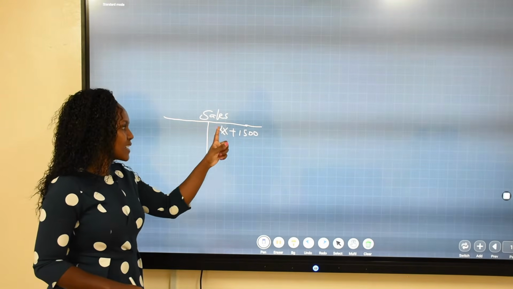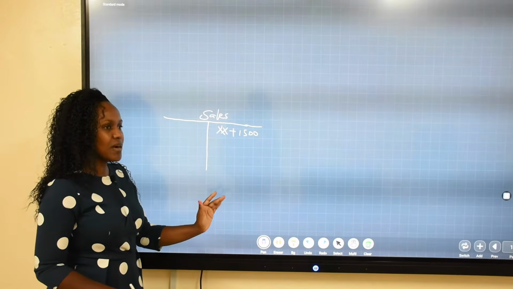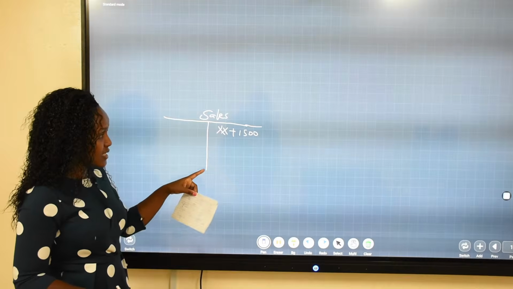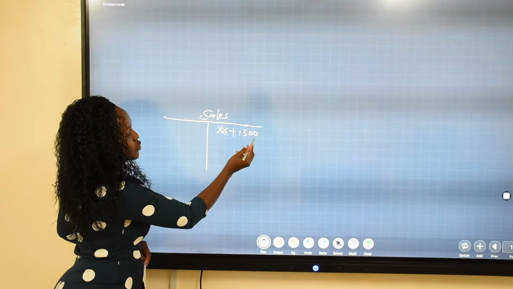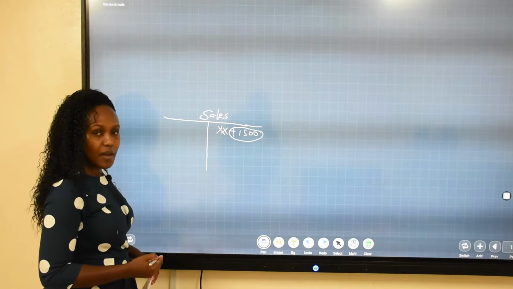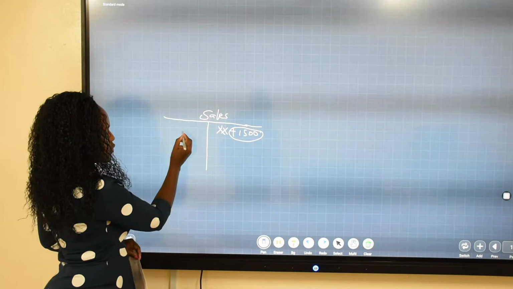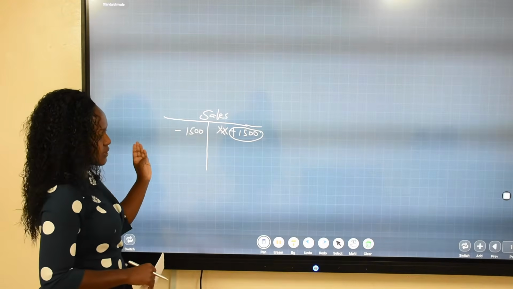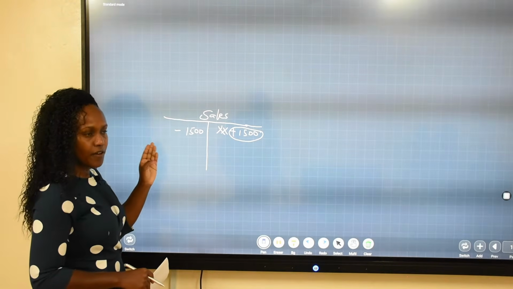So it has the right amount, XX, but above it there is 1500. So we need to correct this error. So what we need to do is decrease it by 1500. So we are going to come here on the debit side and decrease it by 1500.